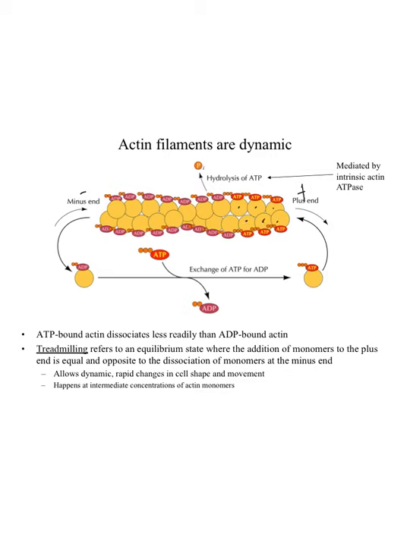They are bound to ATP. And the artist has shown us the ATP and the 3-phosphate groups there, and they've drawn it in red. Whereas at the minus end, all the monomers have ADP, and that's kind of interesting. How do we get from ATP to ADP?